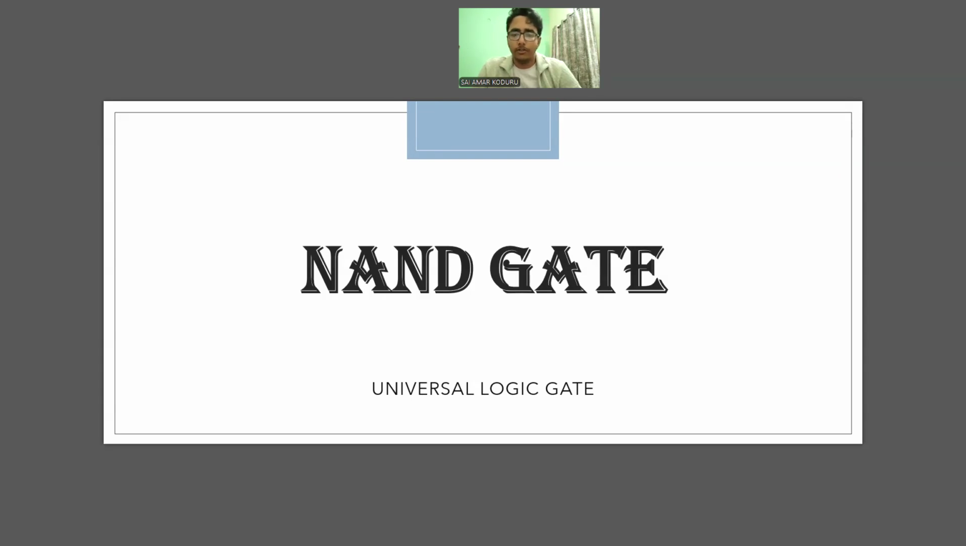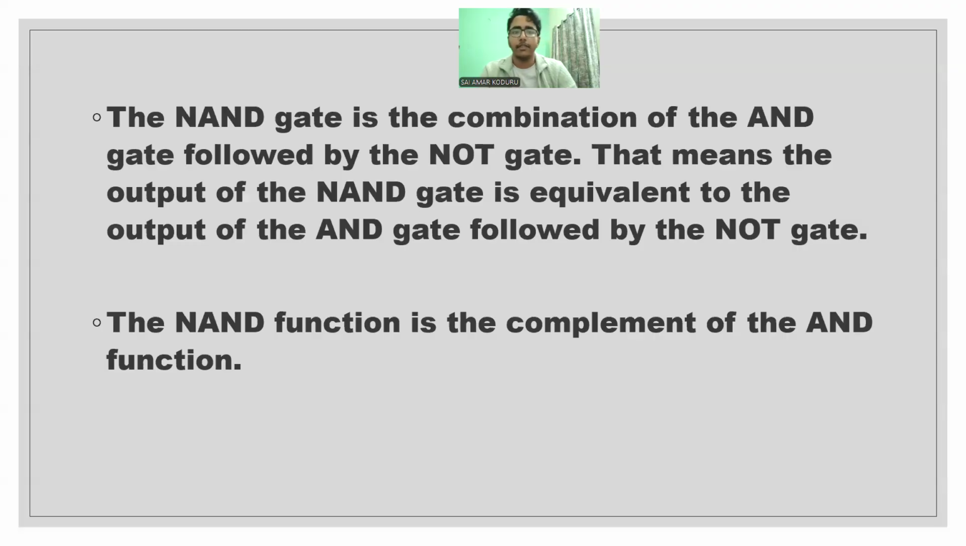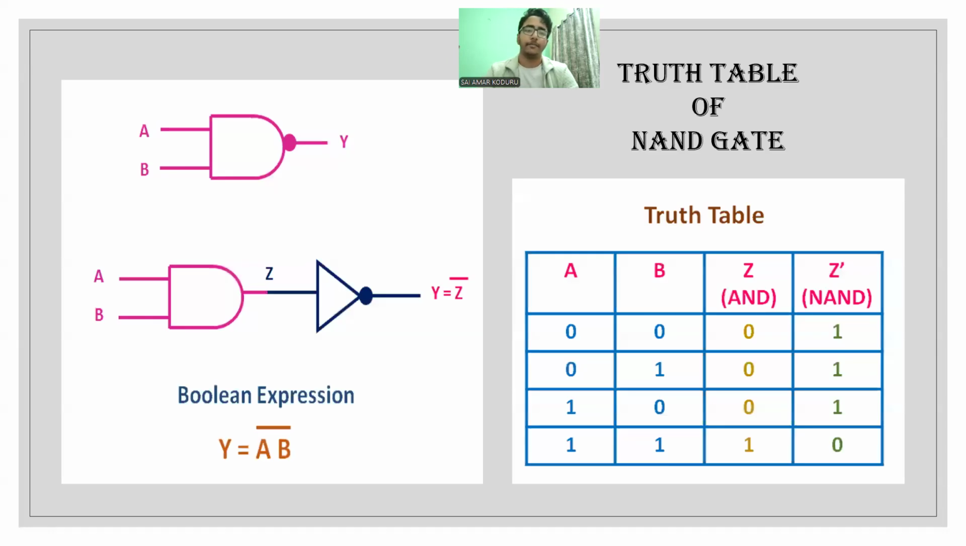And now we'll move on to universal logic gates. And we'll start off with the NAND gate. The NAND gate is a combination of the AND gate followed by the NOT gate. That means the output of the NAND gate is equivalent to the output of the AND gate followed by the NOT gate. The NAND function is a complement of the AND function. This is the main point to remember about the NAND gate.